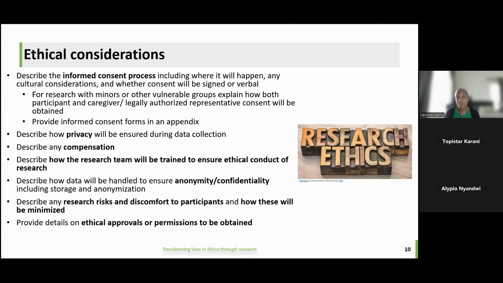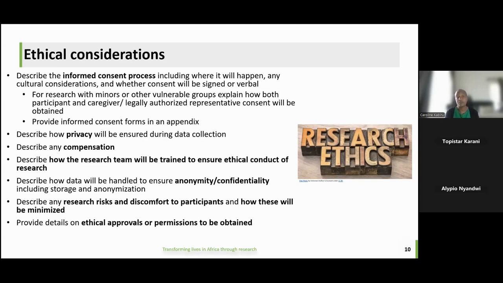If you are conducting research with minors or other vulnerable groups, for example, those who are incarcerated, then it's important to describe also how you will get consent both from the participant, or assent if it's a minor, as well as consent from a caregiver or legally authorized representatives.